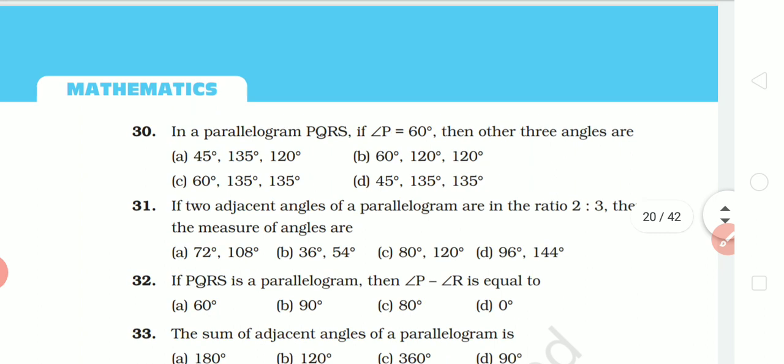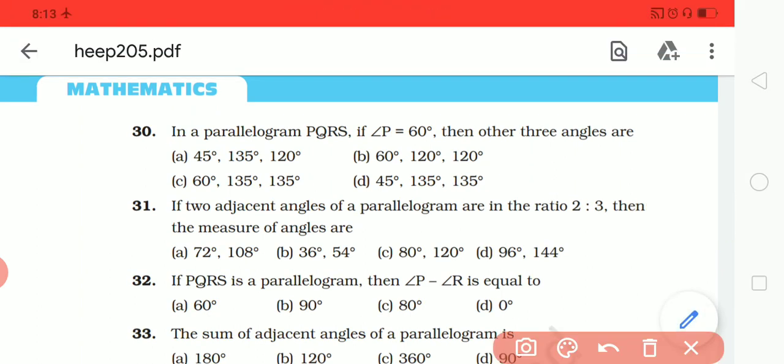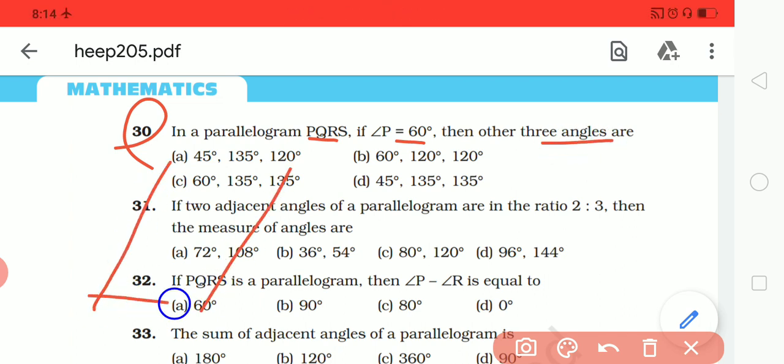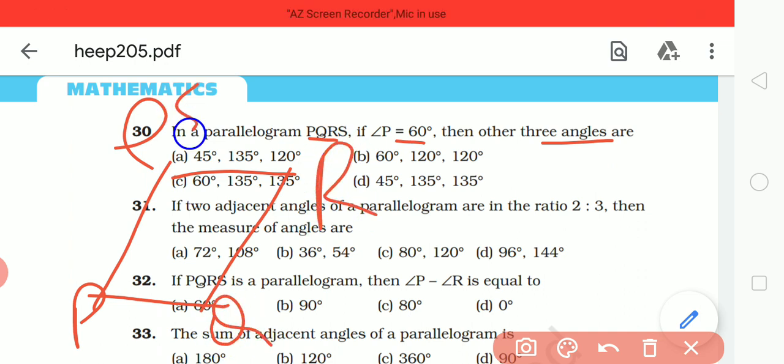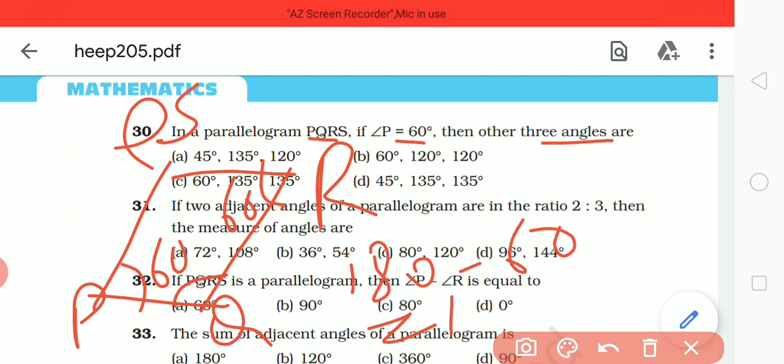As you see in the parallelogram PQRS, angle P is 60 degrees, then the other 3 angles are, I'm roughly drawing a parallelogram. This is PQRS, right? If P is 60 degrees, this R is also 60 degrees, and this Q is a supplementary angle of P. So 180 minus 60, you will get 120 degrees. So it will be 120 degrees.